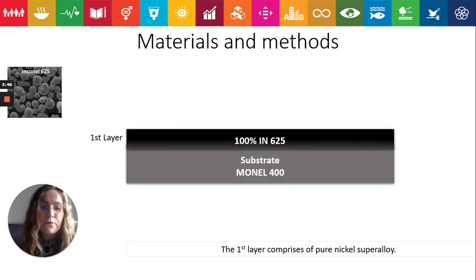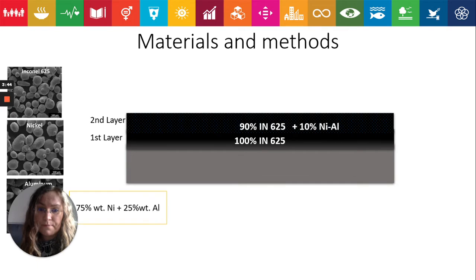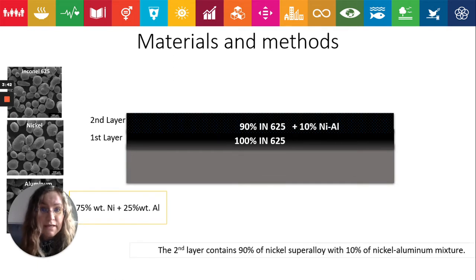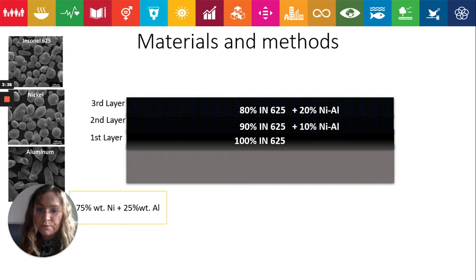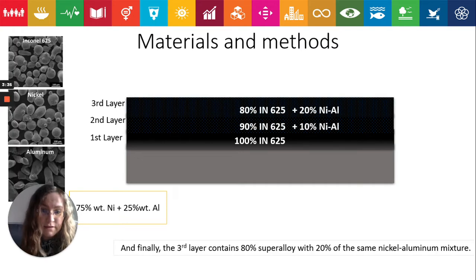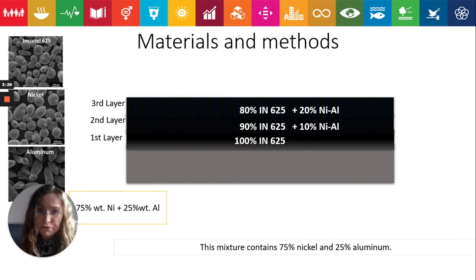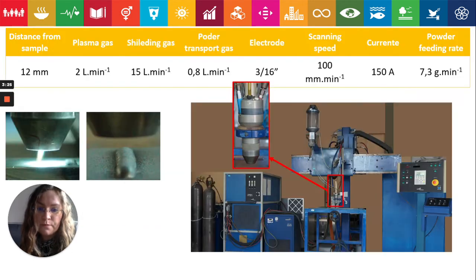The first layer comprises pure nickel superalloy. The second layer contains 90% of nickel superalloy with 10% of nickel aluminum mixture. And finally, the third layer contains 80% of superalloy with 20% of the same nickel aluminum mixture. This mixture contains 75% of nickel and 25% aluminum.